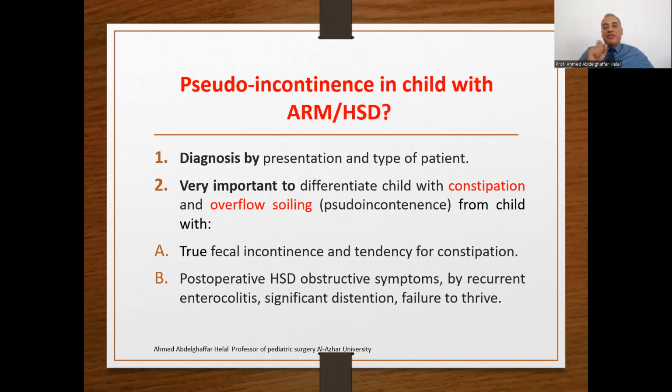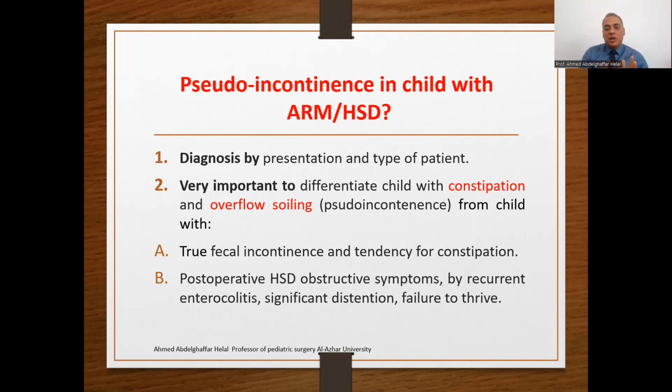It's also very important to differentiate, in a Hirschsprung disease child, constipation with overflow soiling, or pseudo-incontinence, from postoperative Hirschsprung disease obstructive symptoms. It's a major problem that may happen, and we discussed it in detail in the Hirschsprung disease presentation: recurrent enterocolitis, significant distension, failure to thrive. All these are not symptoms of simple postoperative constipation. So it's very important for the pediatric surgeon to know this difference. Failure to make this distinction will lead to incorrect management and wrong treatment.